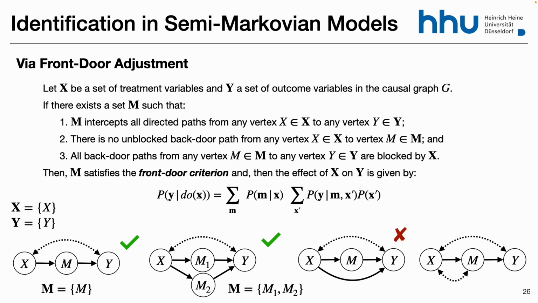Is it the cell phone? Yes, so it's violating this. It also kind of violates the third condition because this is a confounding path and conditioning on X is opening it. So you cannot apply the front door criteria to get the adjustment.